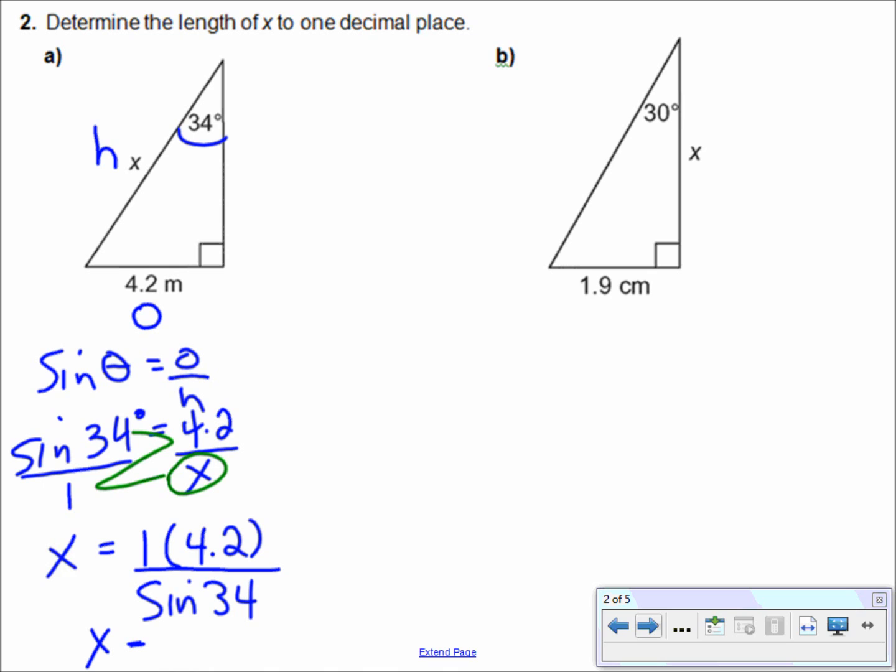Please make sure that your calculator is in degrees. 7.5. 7.5. Awesome. And I am done. My units is meters. Don't forget meters. All right?